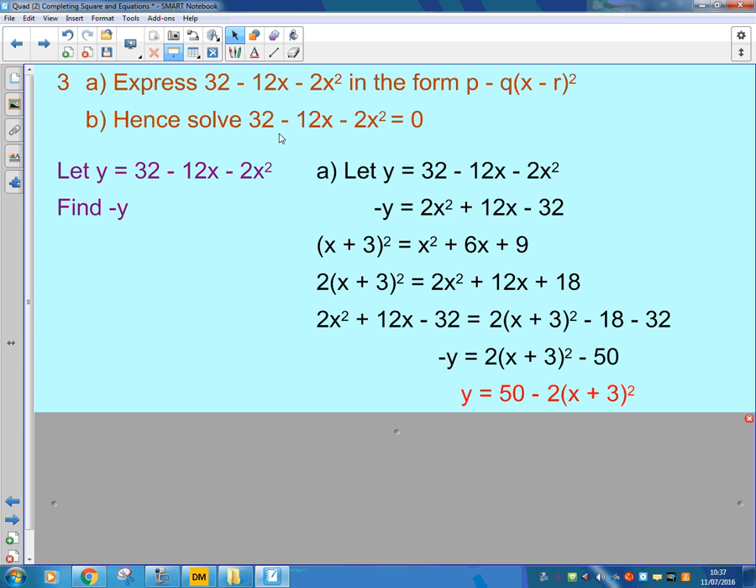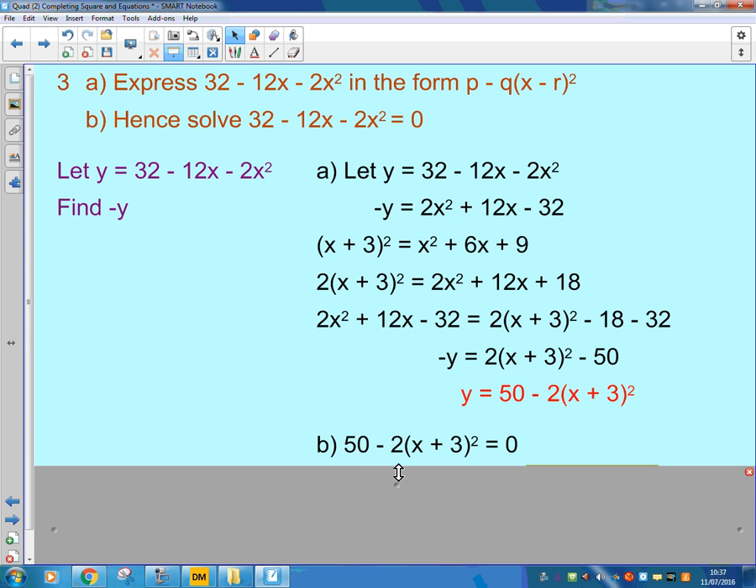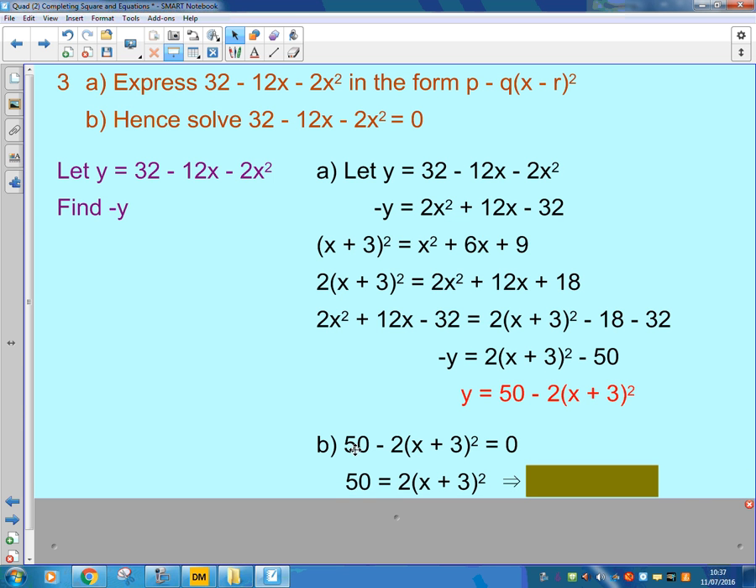Hence solve 32 minus 12x minus 2x squared is 0. But it means that this has got to equal 0. This time I'll move the minus 2 lots of x plus 3 all squared to the right. So I get 50 equals, well, when it moves across it becomes plus 2 lots of x plus 3 all squared. Next stage, divide through by 2. And you get 25 equals the x plus 3 all squared. I'll move the x plus 3 squared to the left, just easier to deal with.